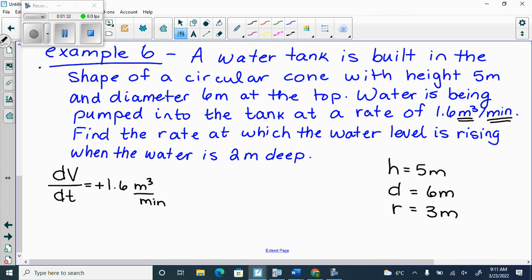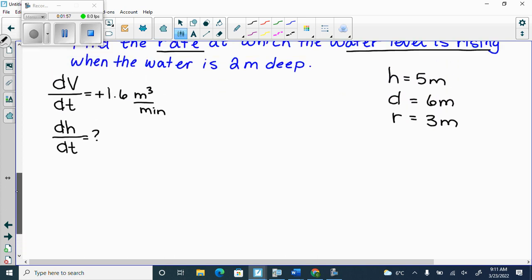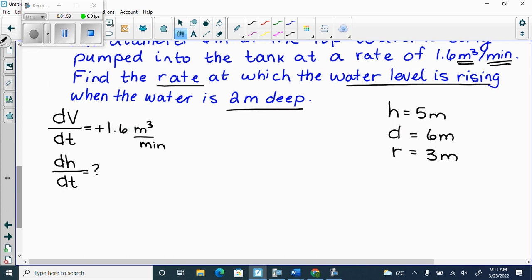Okay? Find the rate at which the water level is rising. Water level rising, is that height or radius? Height. So they want the rate. So what are they asking us for? dh over dt. Find the rate at which the water level is rising. So we're hoping it's positive. When the water is 2 meters deep, what did they give me? Initial height.